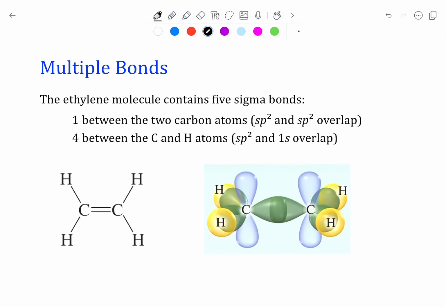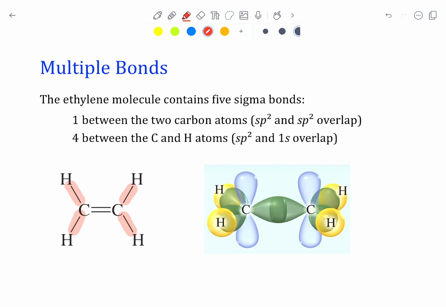The ethylene molecule contains 5 sigma bonds. So like I said, every single bond is a sigma bond. I like highlighting these rather than describing them by words. A sigma bond is where we have overlaps. We have an overlap here between our C and our H orbitals, here with our C and our H, here again with our other C and our H's, so that's 4.